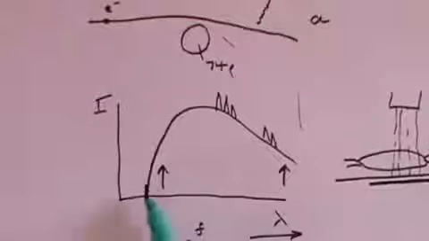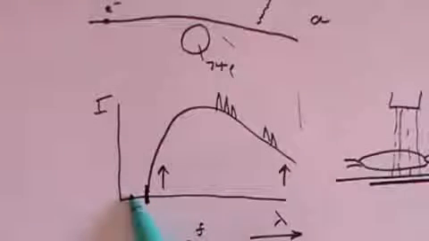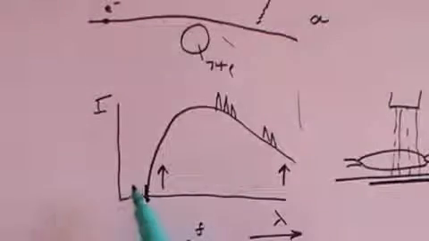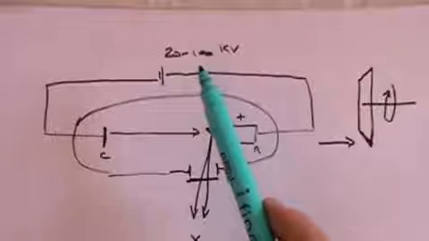In other words, this cutoff point will go off to a higher energy, in other words a lower wavelength, higher frequency, higher energy cutoff point. So if you want higher energy X-rays, you have to increase the voltage.